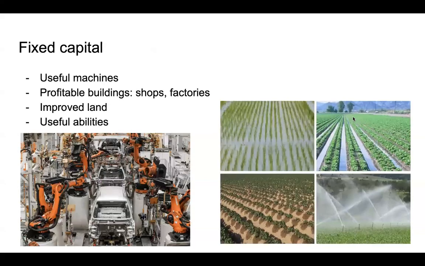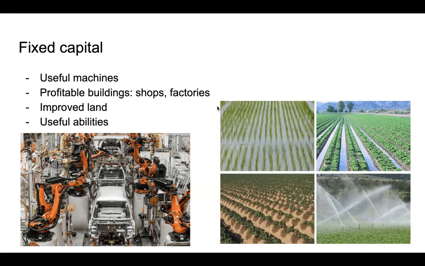All right, next one, fixed capital. Those are the ones generating revenue without changing hands, without changing ownership. So for example, useful machines in a factory, profitable buildings, shops, factories, as I just mentioned, and improved land. So for example, you invest a certain amount of work and ducts and such to improve your field, and that will increase the output of your field. That is considered fixed capital as well.